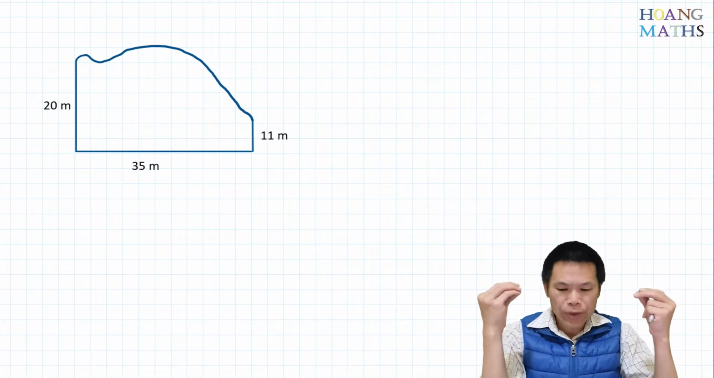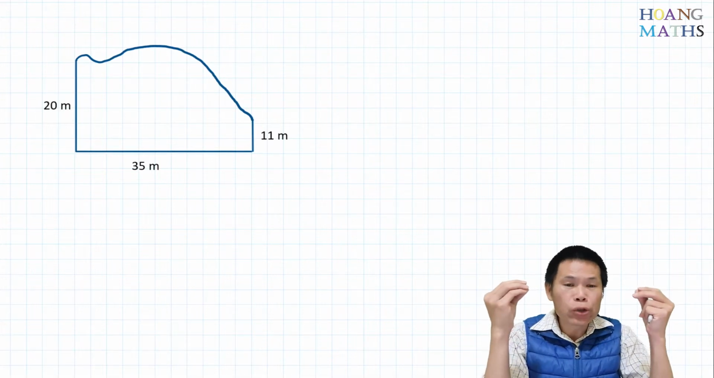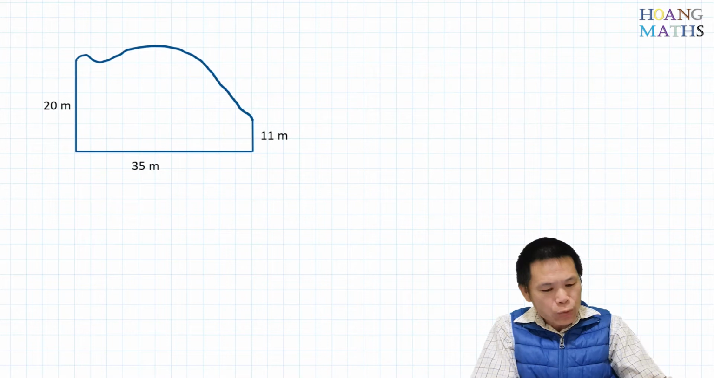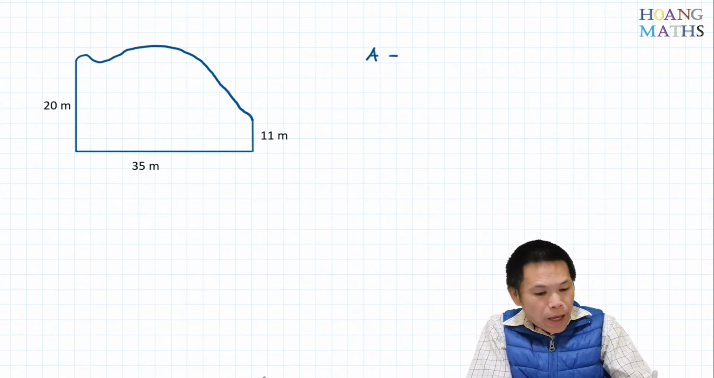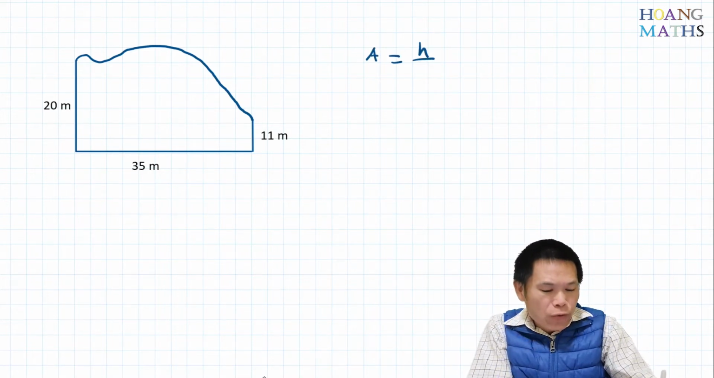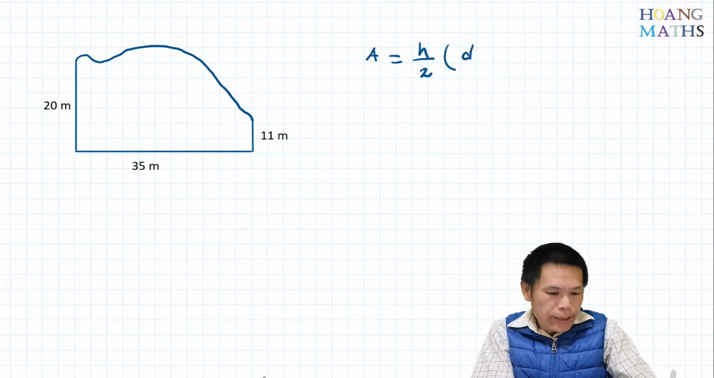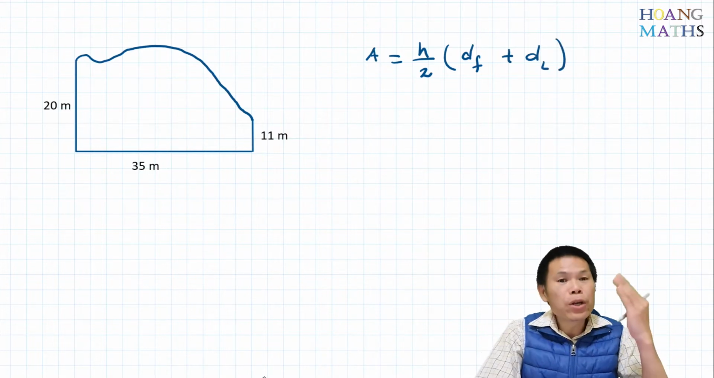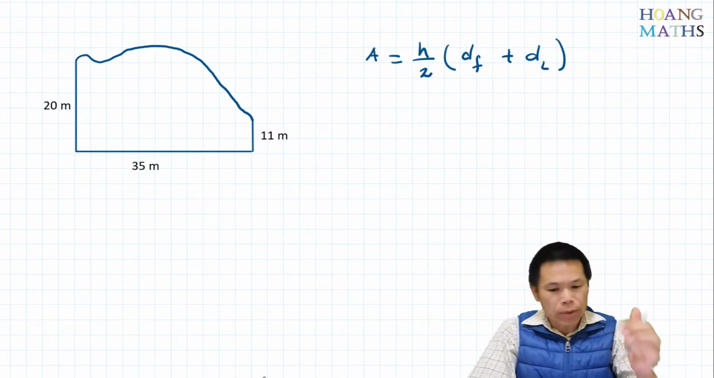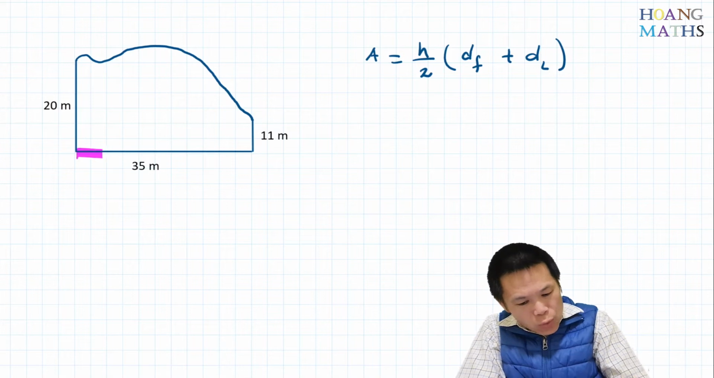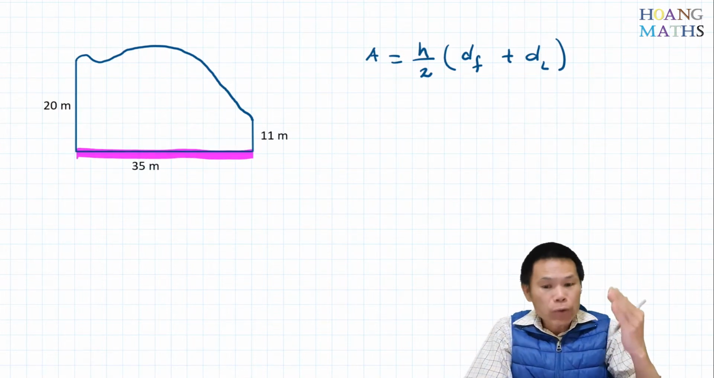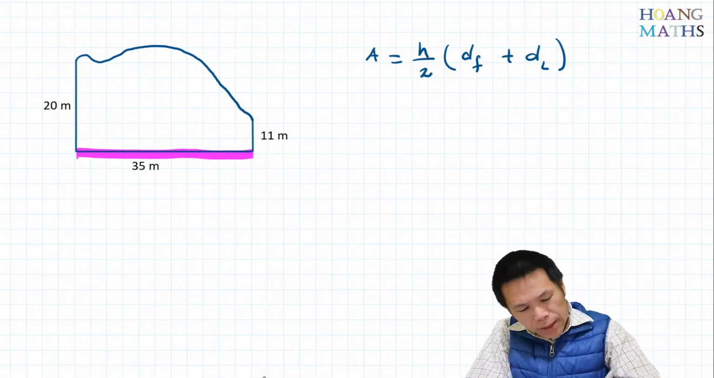So first one, to find the area of this using trapezoidal rule, we know that area is h over 2, DF, the distance for the first one, plus D last. And we know that h is the width of the strip. So this is h, the width of the strip. And then D first is here, and this is D last.